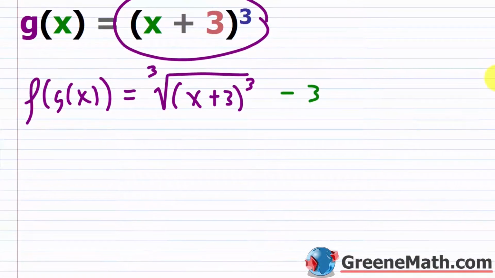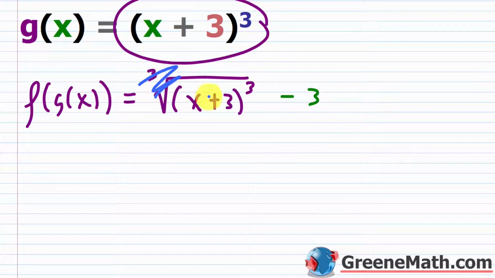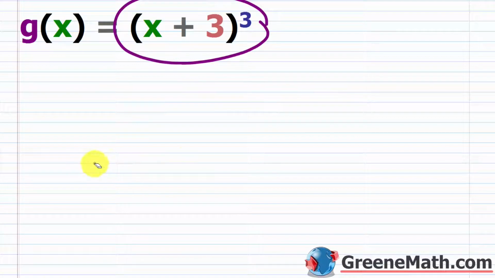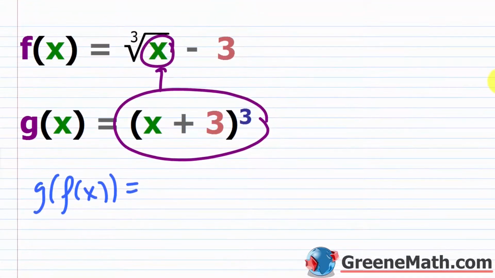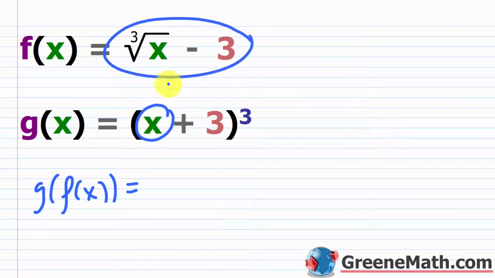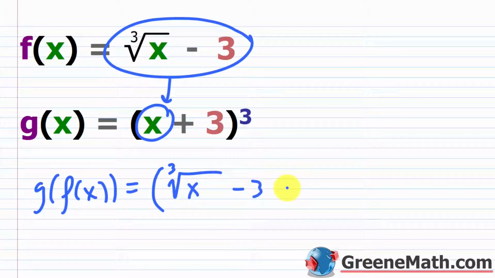So what does this give me? Let me scroll down and get some room. We know that this index would cancel with this exponent here, and I'd just be left with x plus 3. So I would have x plus 3 minus 3, which is just equal to x. So the first condition is true, f of g of x is x. So what about g of f of x? Let's scroll back up. I'm starting with g of x, and I'm just going to plug in for x there. So I would have inside the parentheses the cube root of x minus 3, and then plus 3, and the whole thing is cubed.